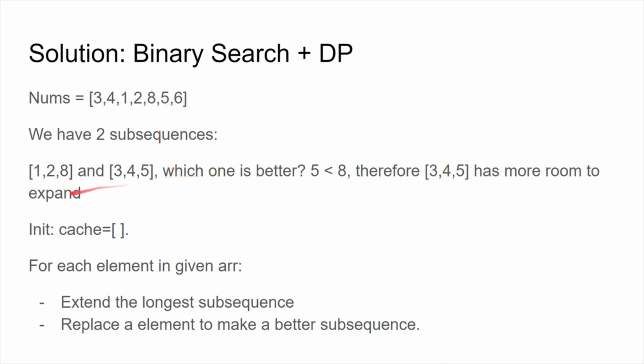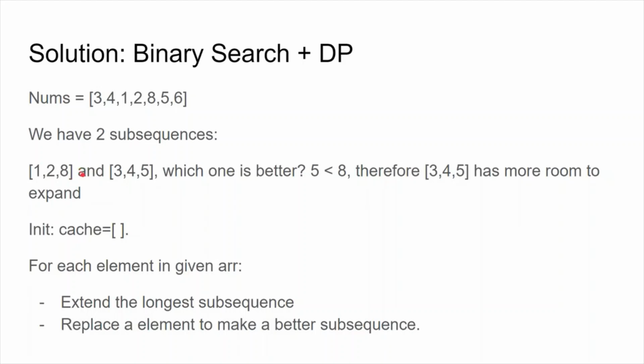So which one's better? What do I mean by that? Well, which one is actually shorter? In this case, 5 is less than 8. Therefore, 3, 4, 5 has more room to expand. If we have another element, in this case 6, we can easily add it onto 3, 4, 5. But if we add a 6 onto 1, 2, 8, it's not going to be an increasing subsequence, right? We want an increasing subsequence.